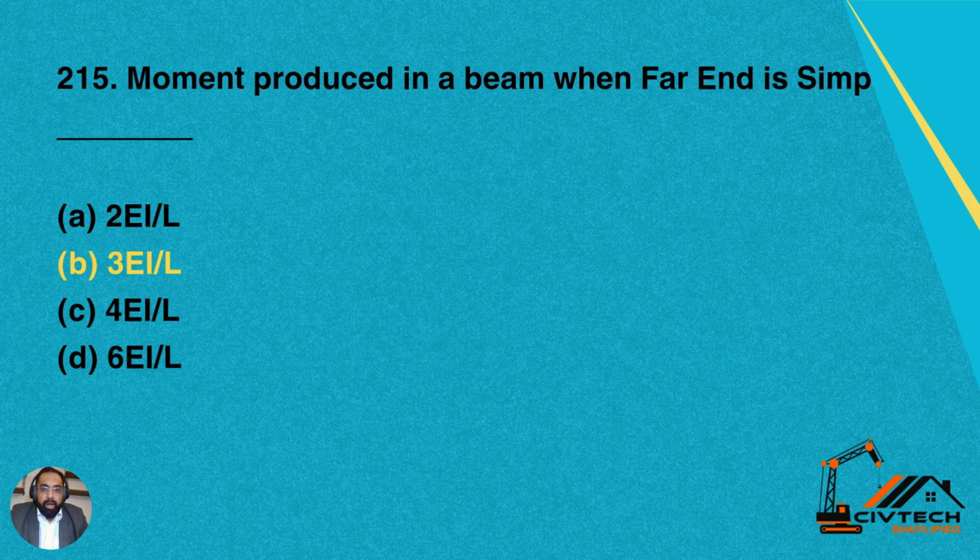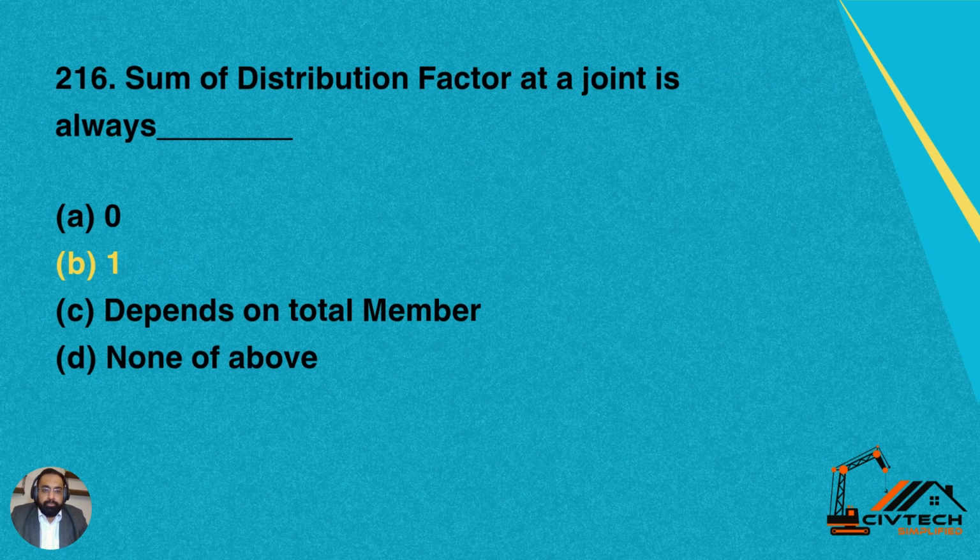215. Moment produced in a beam when far end is simply supported. Option A, 2EI over L. Option B, 3EI over L. Option C, 4EI over L. Option D, 6EI over L. So B is the correct answer, 3EI over L.